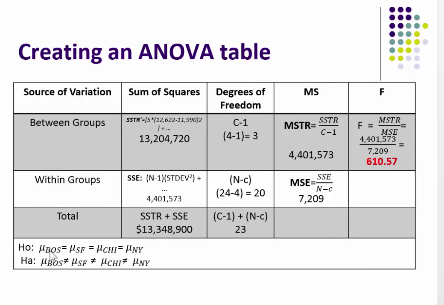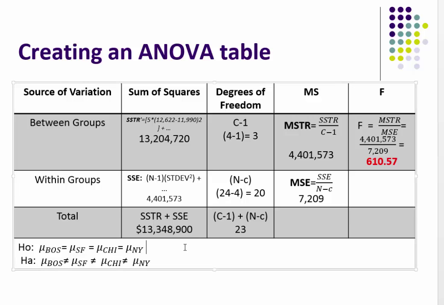So there I wrote out the null and the alternative. The null is that the average Boston savings for transportation is equal to all of these, and the alternative is they're not equal. So now let's look at our F value to see what we do with this.